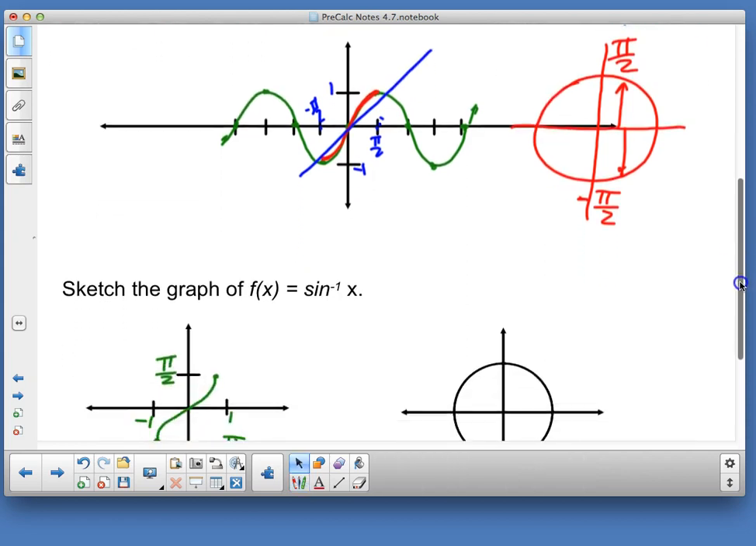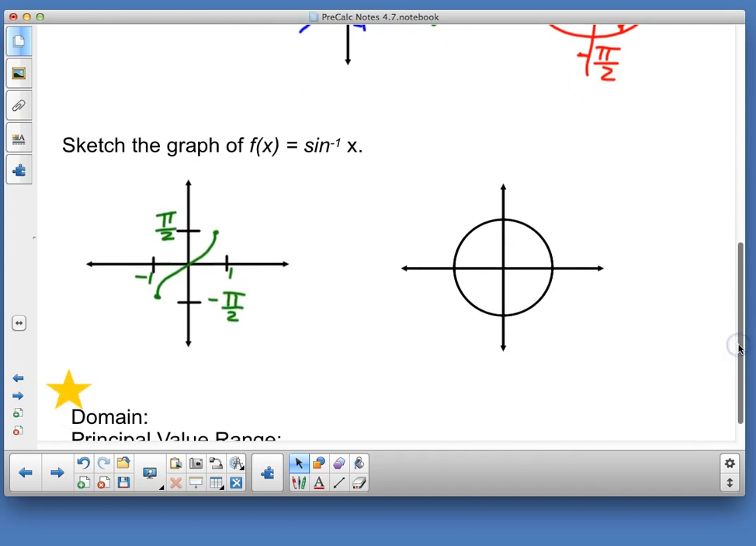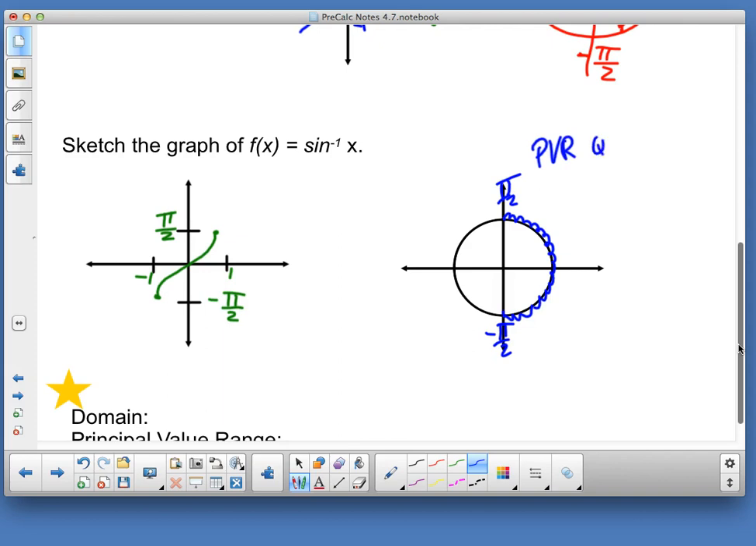Now, with that said, you've got to know where this is. This is negative pi over 2 to pi over 2. So it's along this area in my unit circle. I know I get carried away and I forget that I put this picture in there already. But my PVR is a half moon, that principal value range, PVR, is in quadrants 1 and 2.